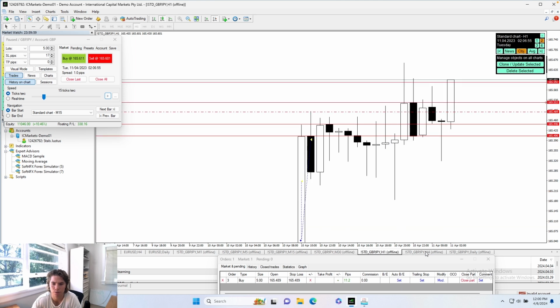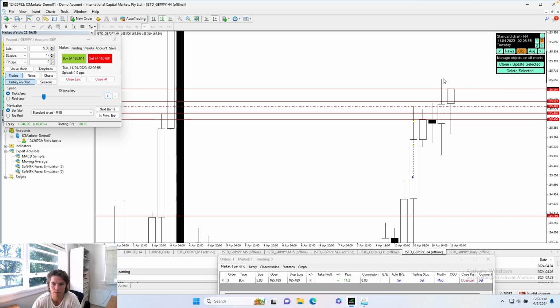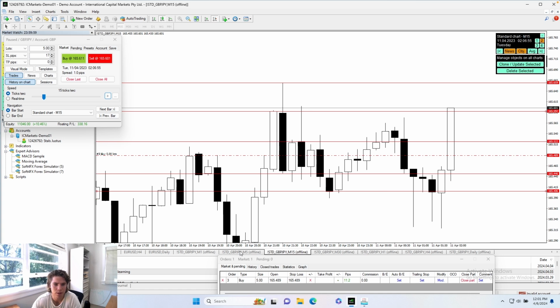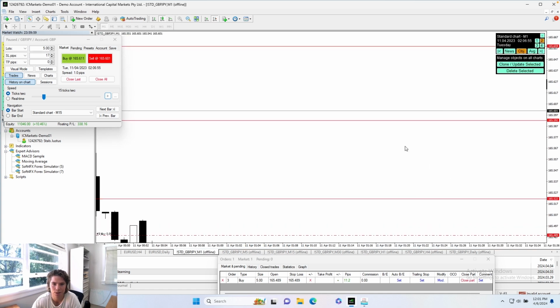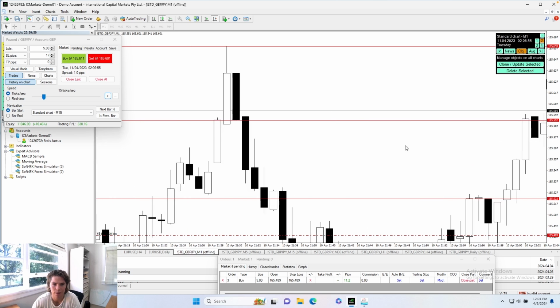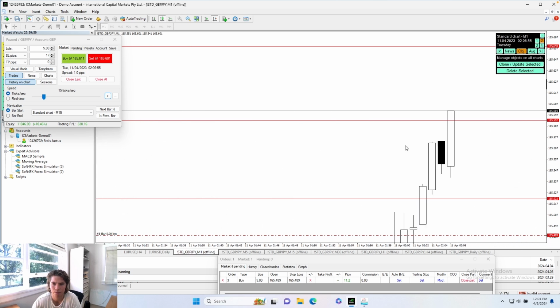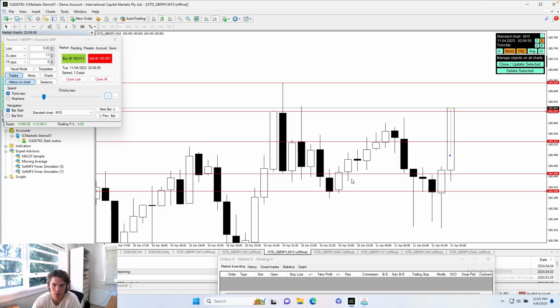Very nice rejection. 4-hour would have flipped now, and we have sort of a target to these wicks. I'm just going to mark that as well. Let's go down to the 15. I want to maximize this trade, but I don't want to get greedy here. I'm just going to close full here, right? Going to close full.